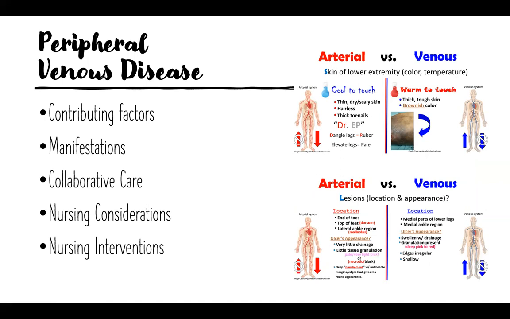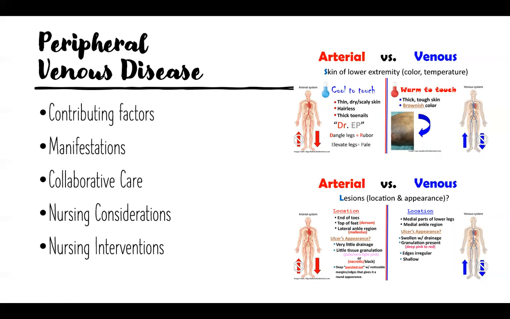You will see these on test questions, okay? So when we think peripheral arterial disease, I want you to think of the vessels that are bringing oxygenated blood to the body, right? So if a patient has peripheral arterial disease, this is impairment of blood flow in the arteries that carry blood away from the heart, most common in the arteries of the legs.